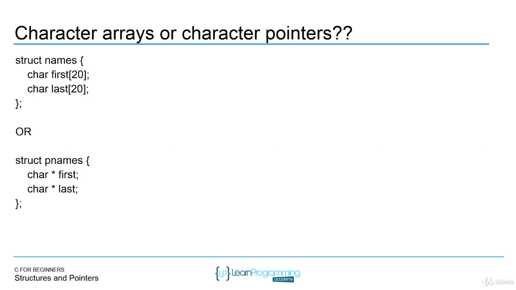So what about character arrays or character pointers? In the previous lecture, we talked about how you can create a character array as an element inside of a structure. But what about character pointers? Should we do something like first and last as character arrays, or should we just do something like first and last with character pointers as elements? What is the better option?